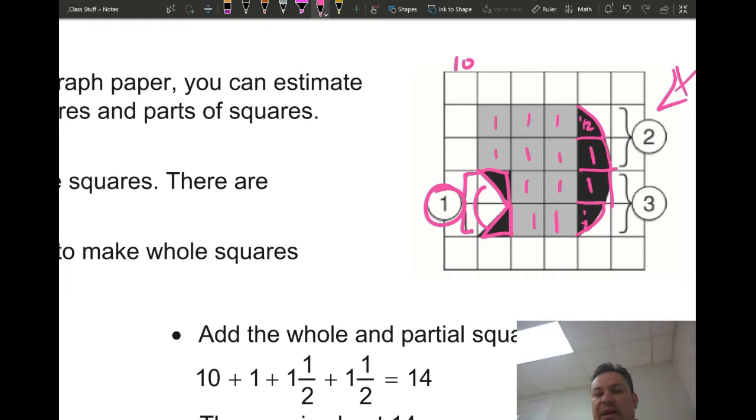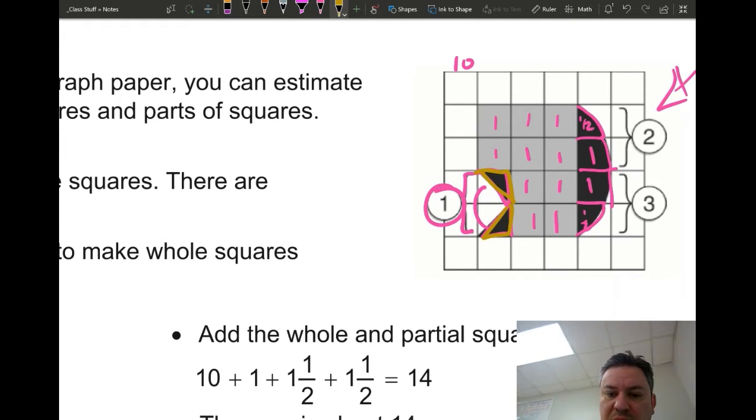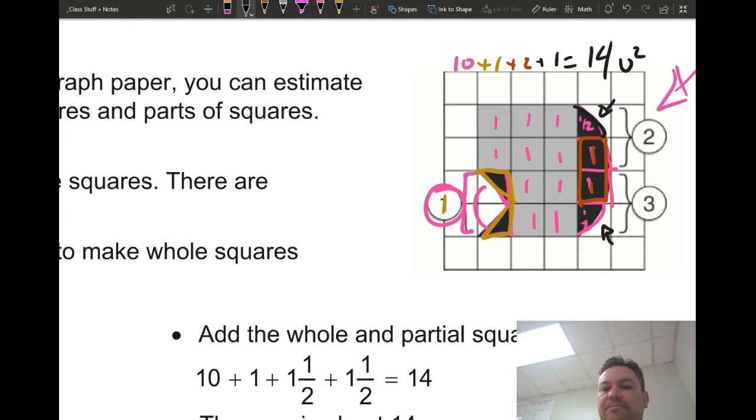I'm just estimating. I have already counted all of the pink ones. So this is another one. There's 1 more, so it's going to be plus 1. And then over here I have 2 plus 2. And then on the other one I have half and half, and 2 halves make 1. All I got to do is add them all together. 10 plus 1 is 11. Plus 2 is 13. Plus 1 is 14 square units. So this shape represents 14 square units.